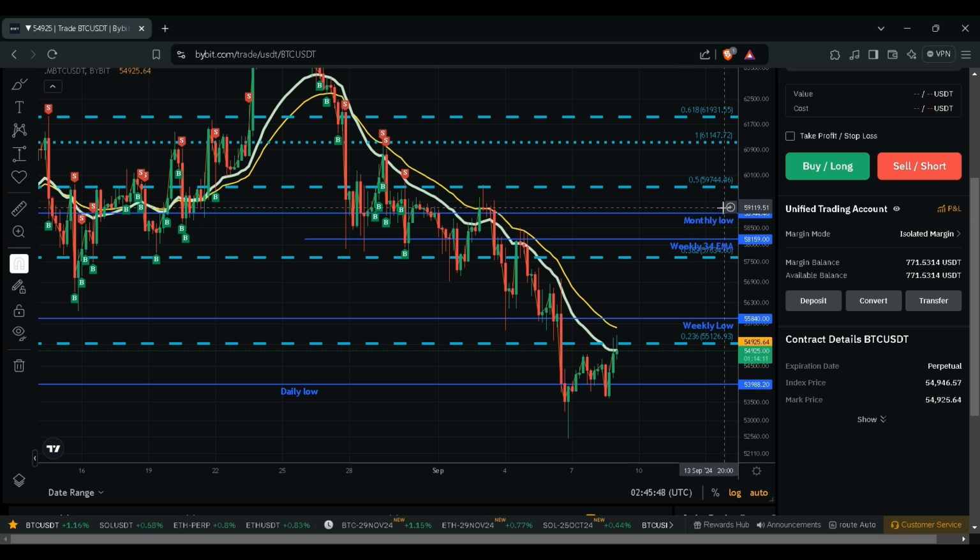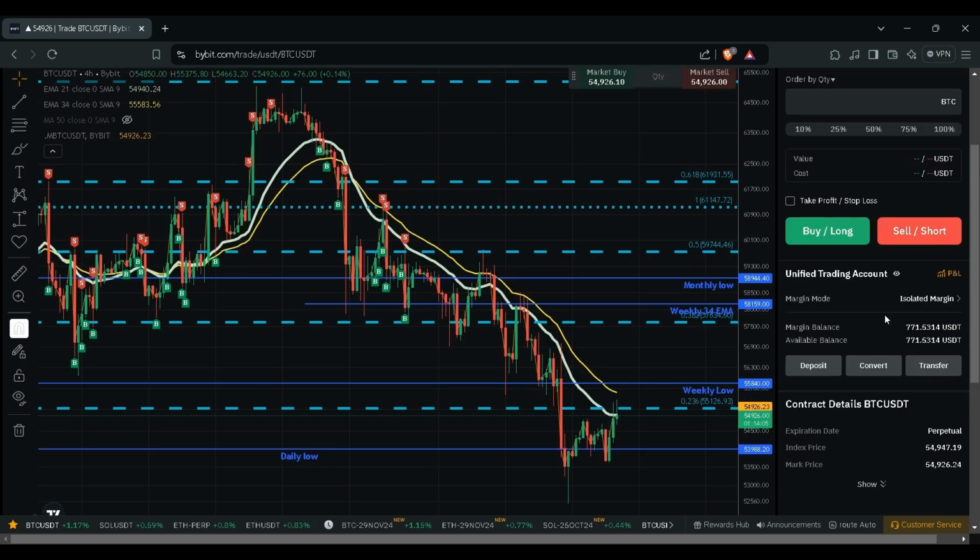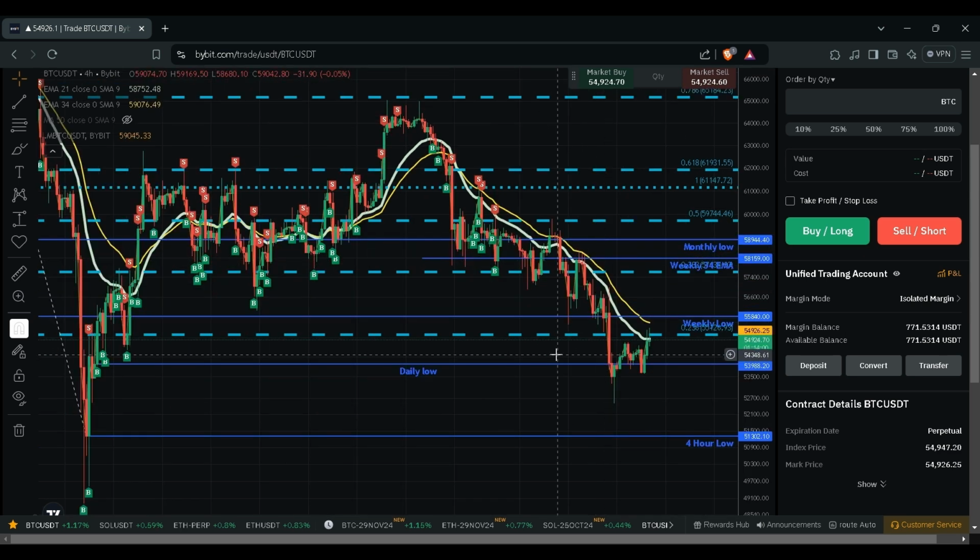Taking a quick look at Bybit, you can see, yes, we got this available balance here. Today, like always, it is going to grow again by the standard $100 that's been being added since the beginning.